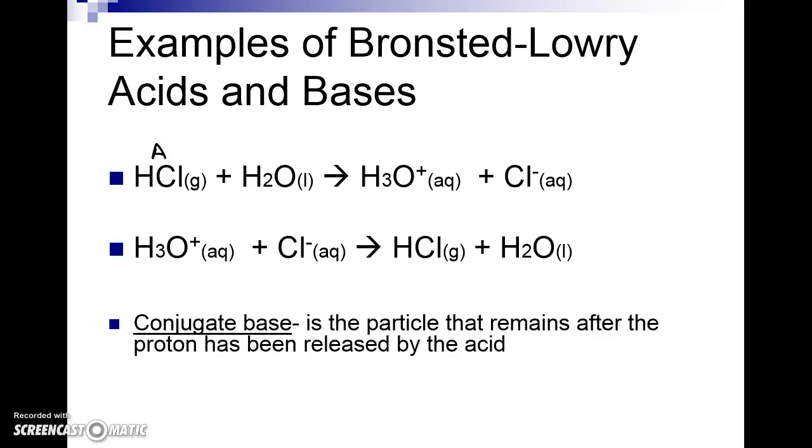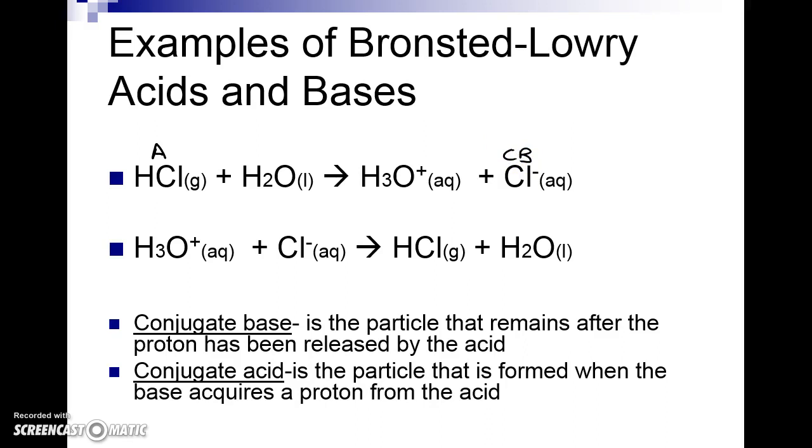The conjugate base is the particle that remains after the proton has been released. Here's the proton and the particle that remains. First of all, a conjugate base is always found in the products, which is the right-hand side of the equation. It's never found in the reactants. Here is my proton. The particle that remains is my Cl, and so that's going to be my conjugate base.